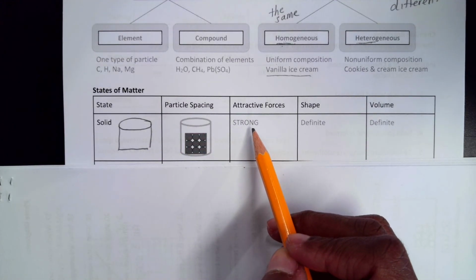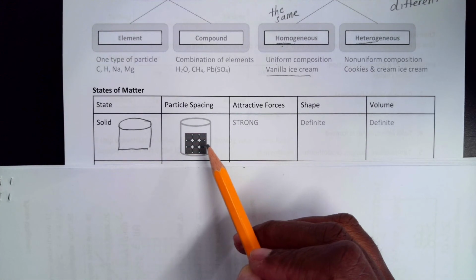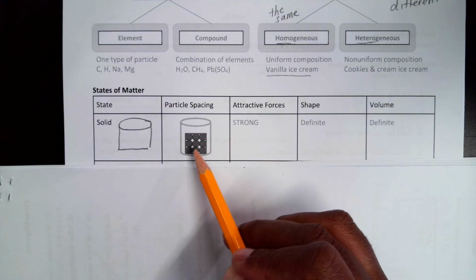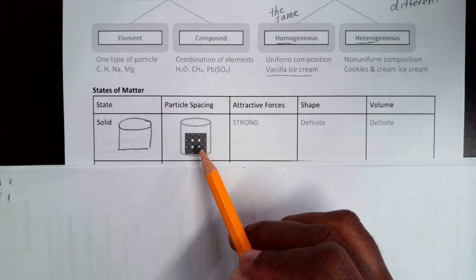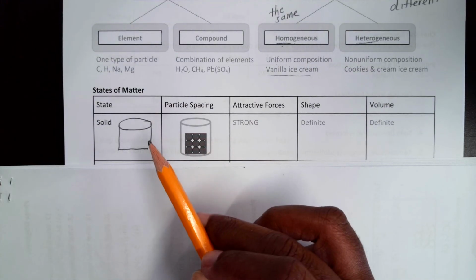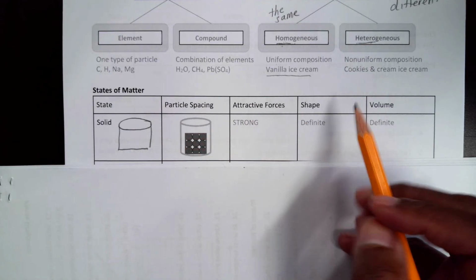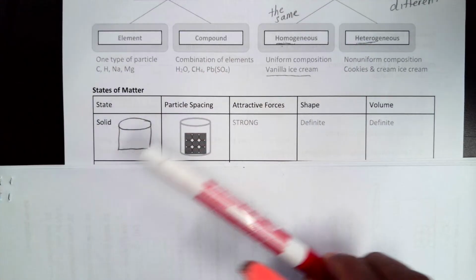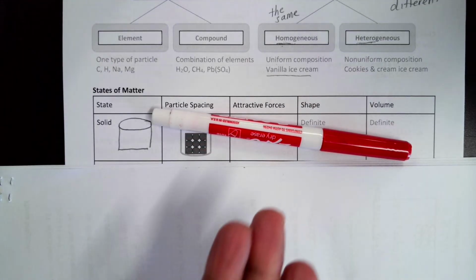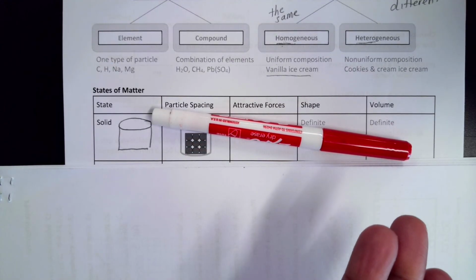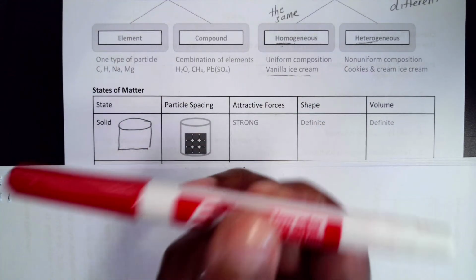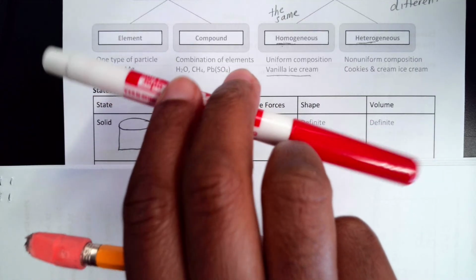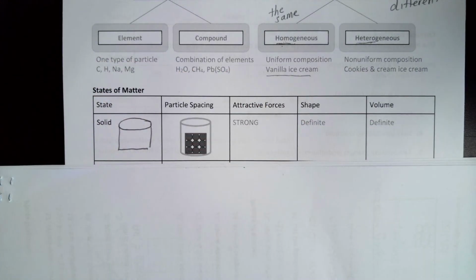There's strong forces holding those particles tightly together so that it produces that solid state. It has a definite shape. For example, this is a solid. It has a definite shape, this pen, all right? And it has a definite volume. So stop the video if you need to write anything down.